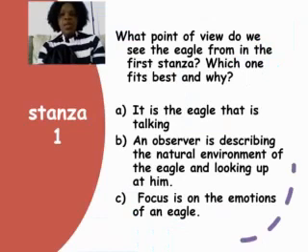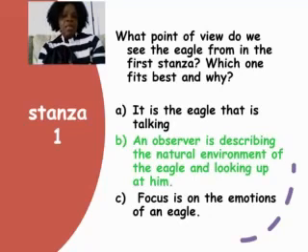So we're going to do a little pop quiz right now to just consolidate. What point of view do we see the eagle from in the first stanza? Which one best fits and why? Can you look at A, B, and C and choose what you think it is? Is the eagle talking, or is it an observer, or is the focus on the eagle? And the answer is he is an observer, an observer who is describing the natural environment of the eagle and looking up at him.